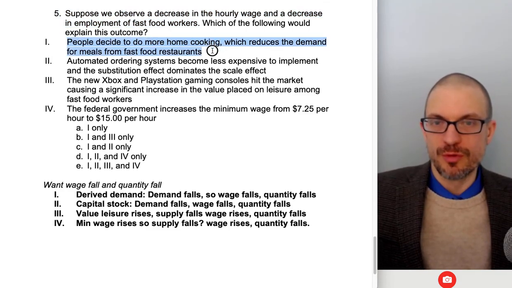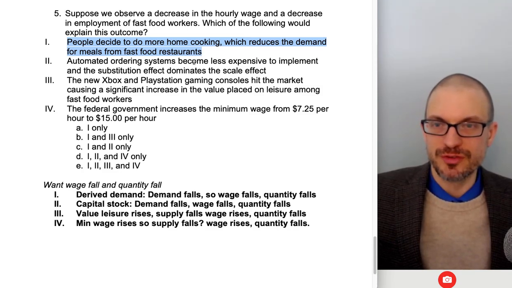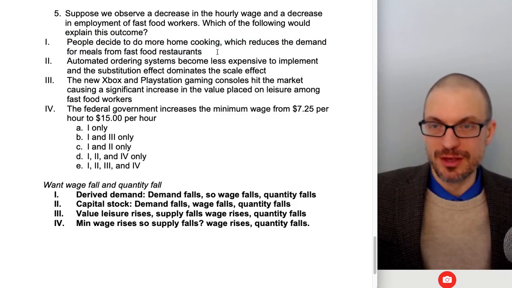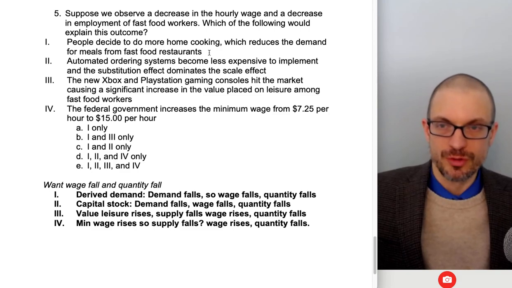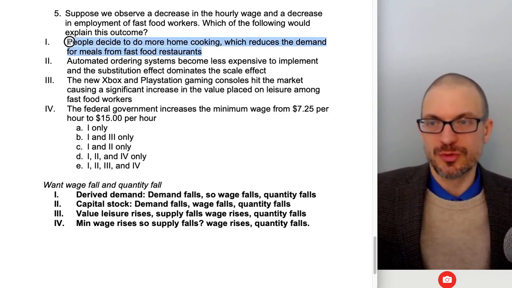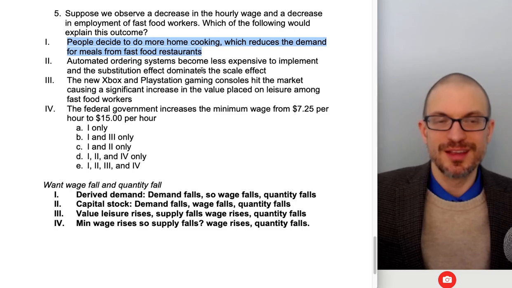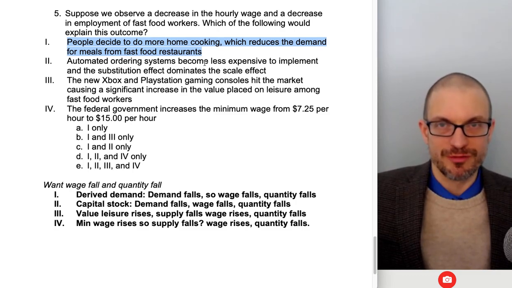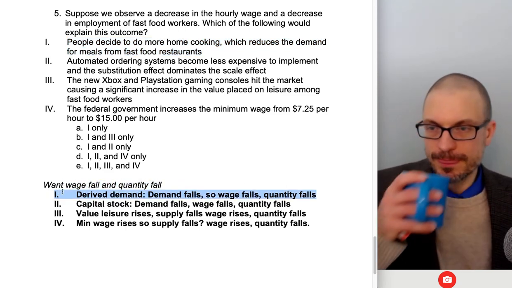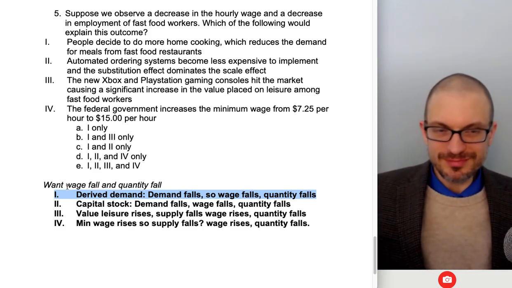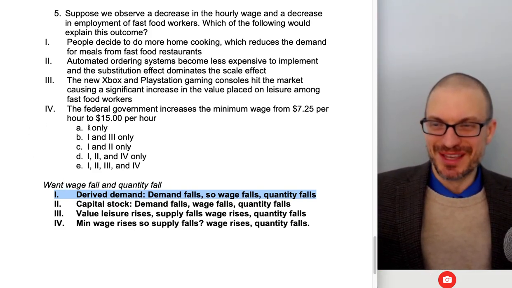People decide to do more home cooking, which reduces the demand for meals from fast food restaurants. That's going to shift labor demand to the left, right? Less demand for meals, therefore, since labor is a derived demand, there'll be less demand for workers producing those meals, right? So this will give us a leftward shift of labor demand. That's correct. That's going to give us a fall in wages and a fall in quantity. That's this one right here. This has to be part of any correct answer. Unhelpful, right? Because this first one shows up in all of these.